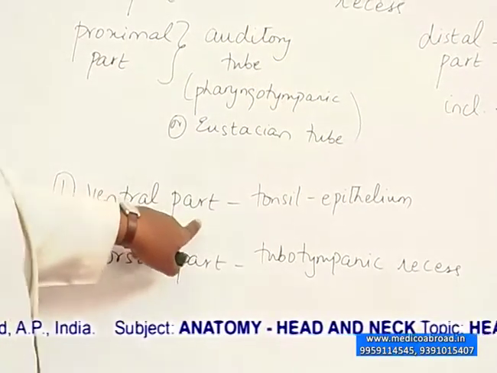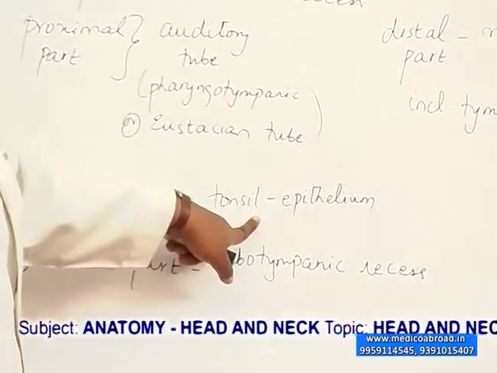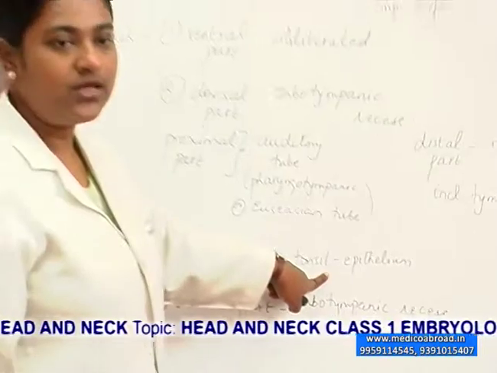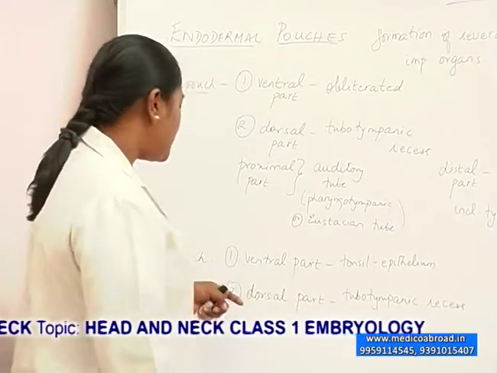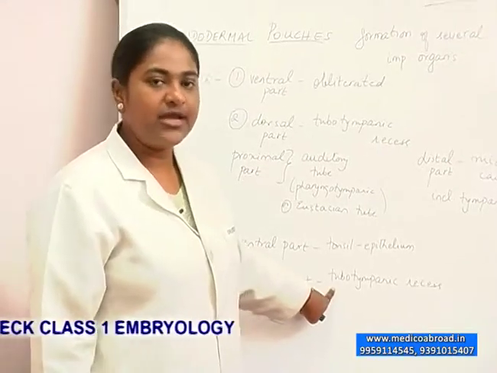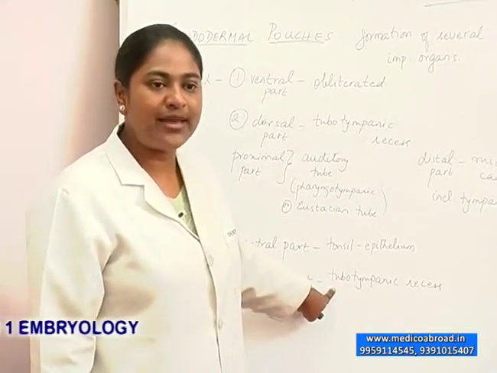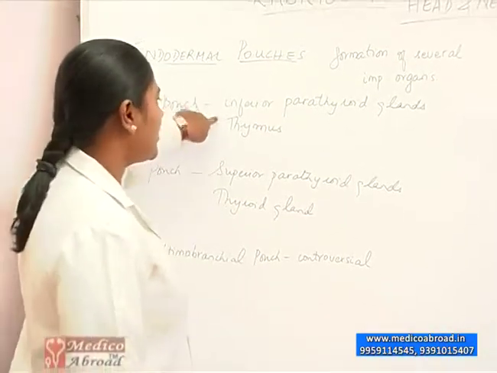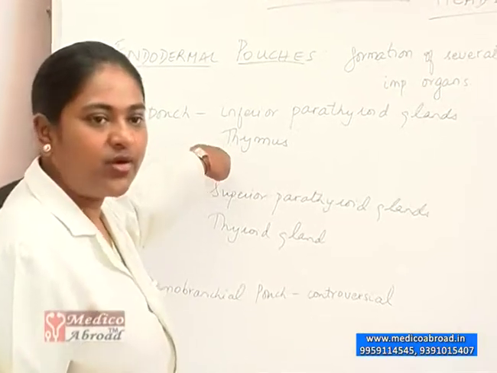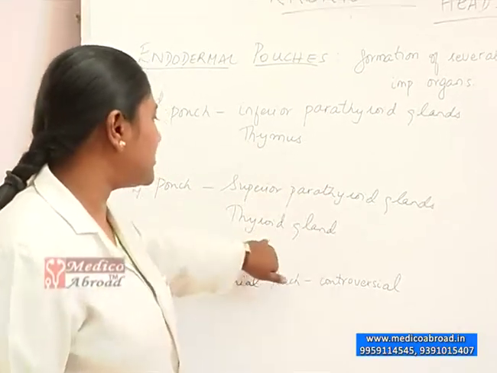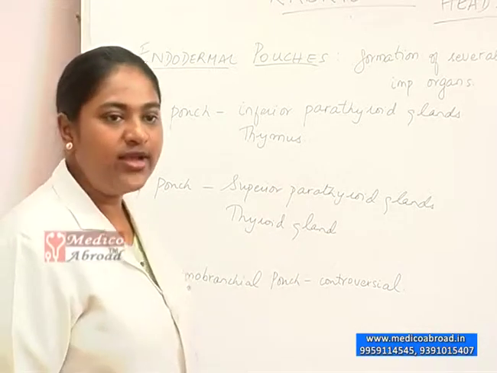Ventral part gives rise to the epithelium which participates in formation of the tonsil of the pharynx. The dorsal part gives rise to the tubotympanic recess again. It participates in formation of the tubotympanic recess. The third pouch gives rise to the inferior parathyroid glands and the thymus, whereas the fourth pouch gives rise to superior parathyroid glands and the thyroid gland.